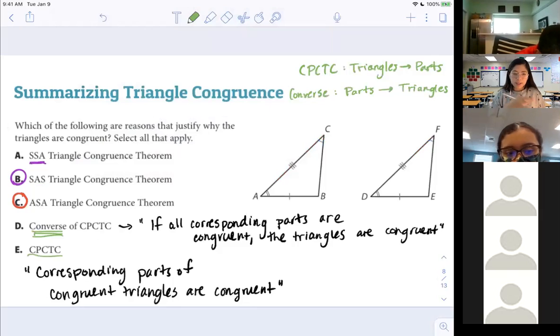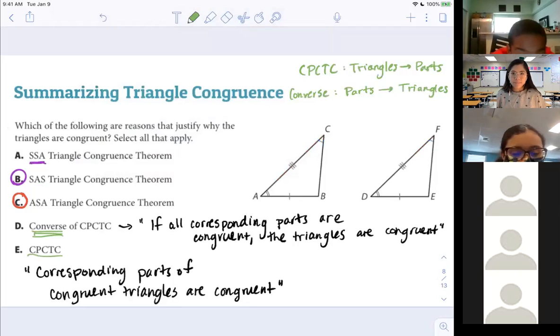So CPCTC, just the original one, would be like if I was like, oh, wow, look at these triangles. They are congruent. Therefore, I can say that angle A matches angle D, angle C matches angle F, angle B matches angle E. All of the parts are congruent. The converse would be if I was like, oh my goodness, look at all of these parts. They are all congruent to each other. A is congruent to D, C is congruent to F, B is congruent to E, yada, yada, yada. Therefore, the triangles are congruent. I understand now. Thank you.